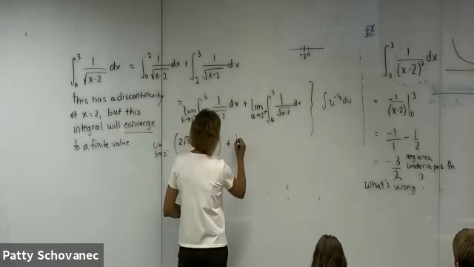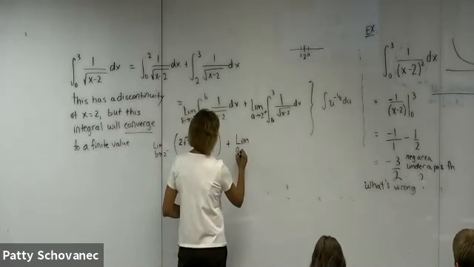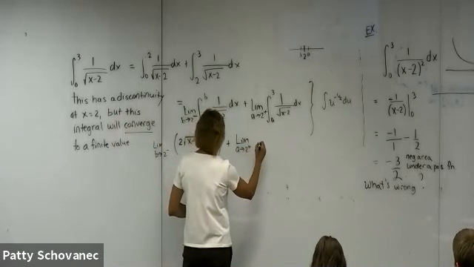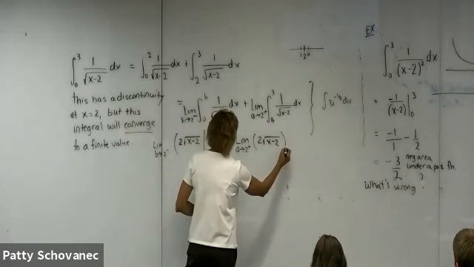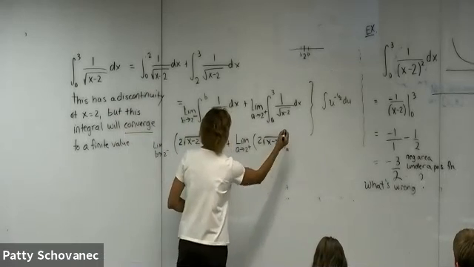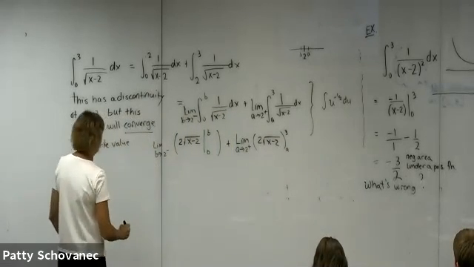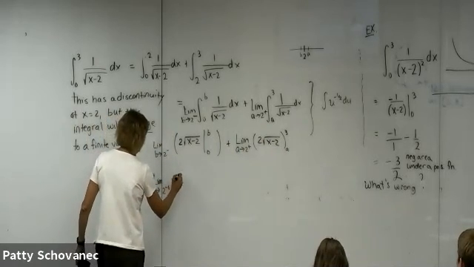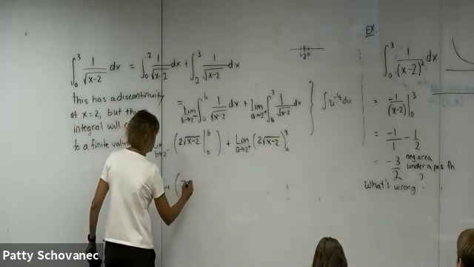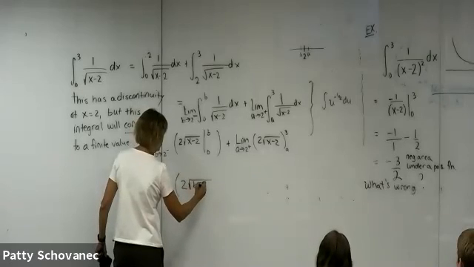And get the same thing here. A is going to go to 2 from the right. We're going to get 2 times the square root of x minus 2 evaluated from a to 3. So here in this first one, b goes to 2 from the left, and I get 2 times the square root of b minus 2.